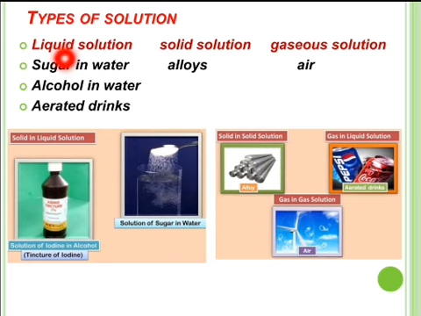And in this type, that is liquid solution, where solvent is liquid, the solute can be solid, liquid and gas. For example, what are the various examples of liquid solution? You can see that sugar in water, alcohol in water, aerated drinks, meaning carbon dioxide in water. And in all these three cases, you have seen that water, which is liquid in state, is taken as solvent.